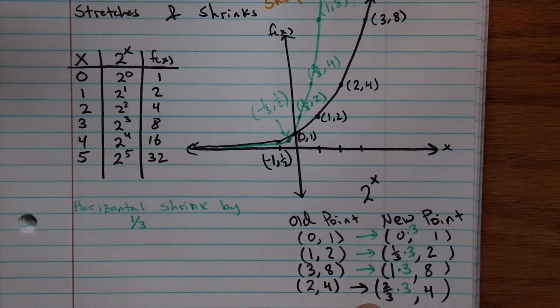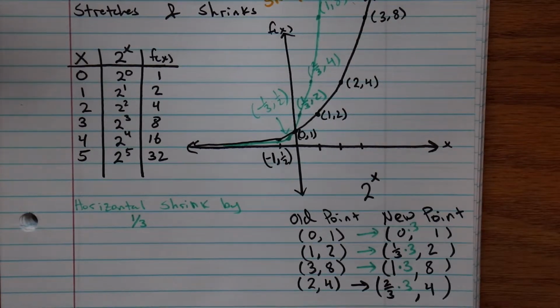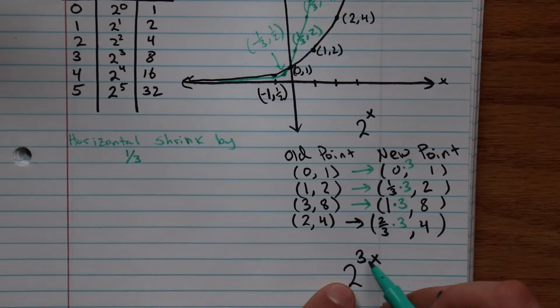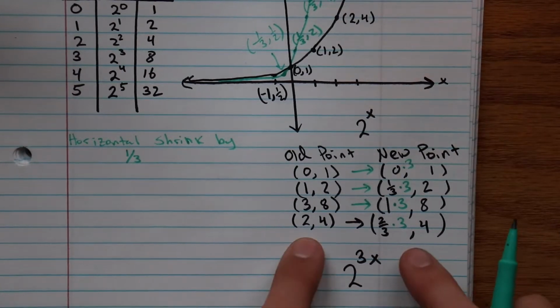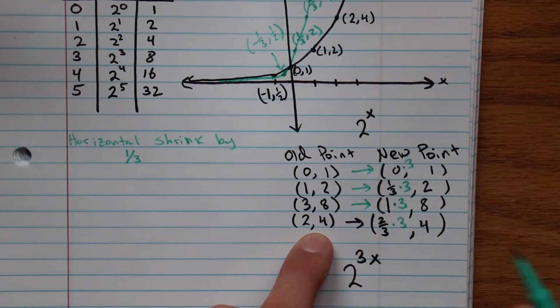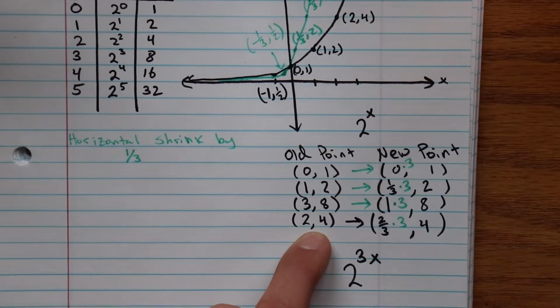We are multiplying all the inputs by a factor of 3. So the new function would look like this. You're multiplying all the inputs by a factor of 3. So if you want to do a horizontal shrink, you're going to have to multiply all the inputs by 3 because you now don't have to put as large numbers in to get back to the old. You can put small numbers in and it's still going to evaluate and give you the same outputs. Smaller numbers are going to give you the same outputs.